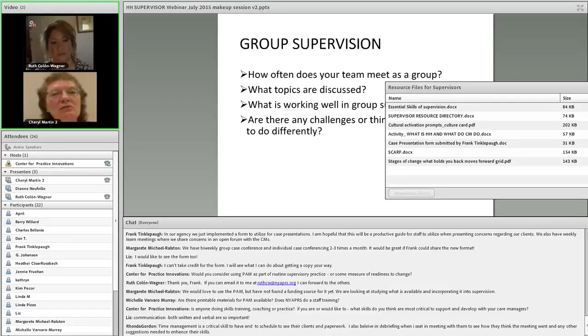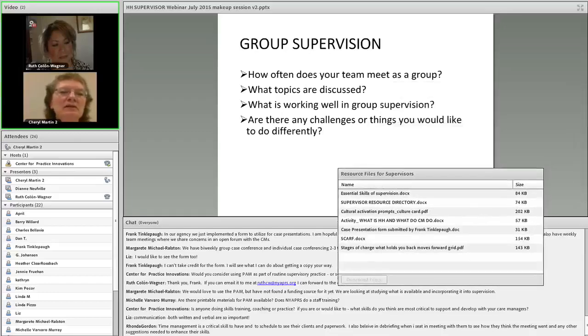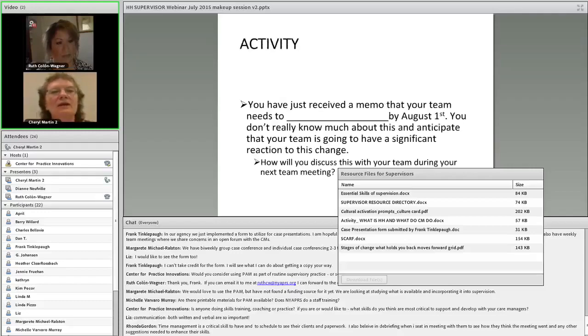So let's move on to group supervision. With this one, I will not do the exercise because, as I said, there's only about 17 minutes left. So just to think about, and we asked the groups in the face-to-face how often you're meeting, what topics you're discussing, what's working well, and are there any challenges in group supervision. Because there's a lot of overlap with this and case presentation, I think we'll just move from this on to the next session. Thank you.